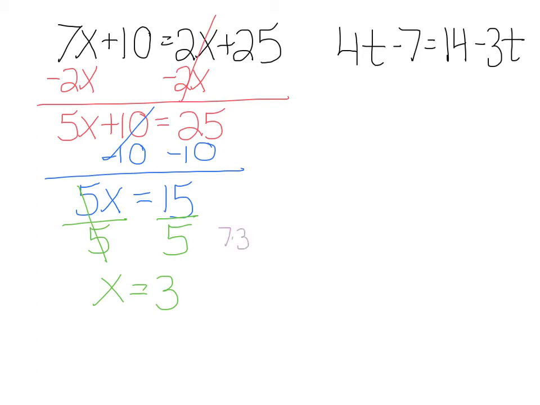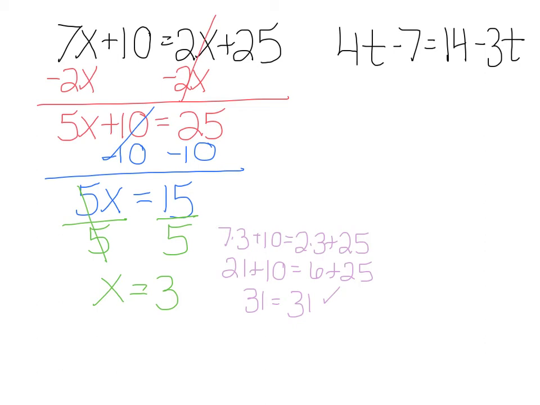7 times 3 plus 10 equals 2 times 3 plus 25. 7 times 3 is 21 plus 10. 2 times 3 is 6 plus 25. 21 plus 10 is 31. 6 plus 25 is 31. So we did it right.